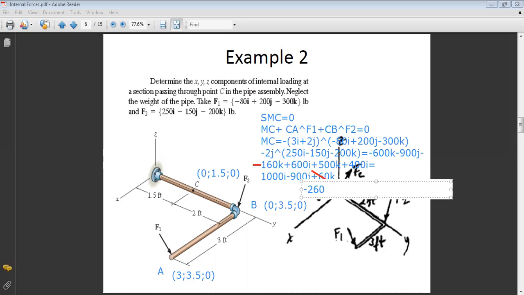Okay. Any question on how we found the moment about C? Okay.